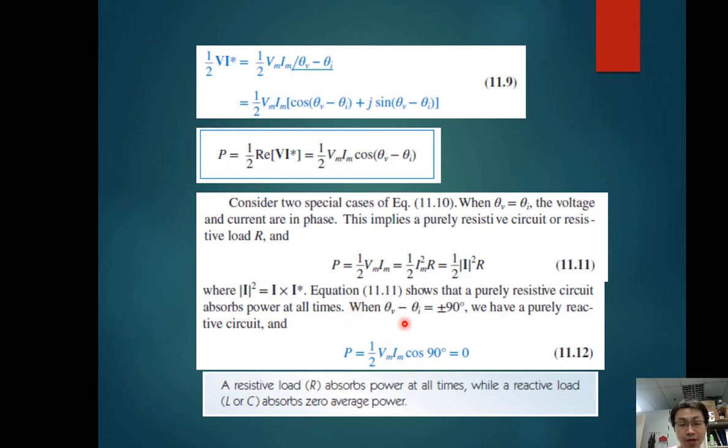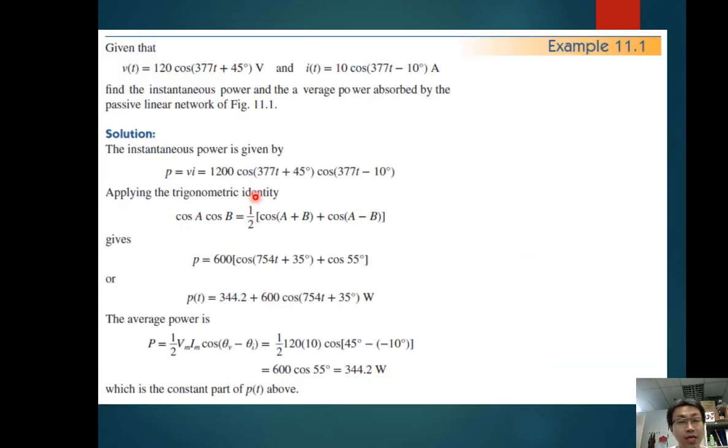When theta_v minus theta_i equals plus or minus 90 degrees, we have a purely reactive circuit, whereby half Vm Im cos 90 degrees becomes 0. This means that if the circuit only has a capacitor, or only has an inductor, then the power will be 0, because they absorb power and then also deliver it back to the generator. So the resistive load R absorbs power all the time, while a reactive load L or C absorbs zero average power. So let's have a look at an example.